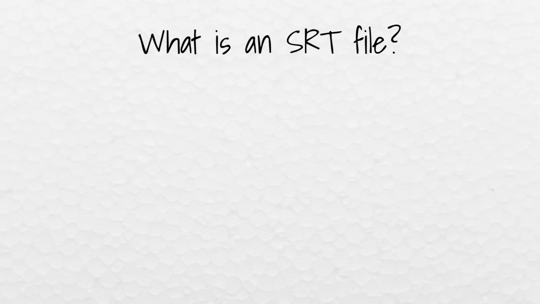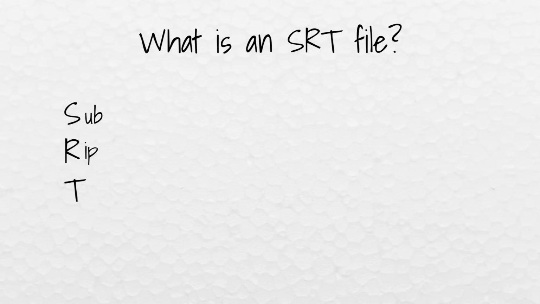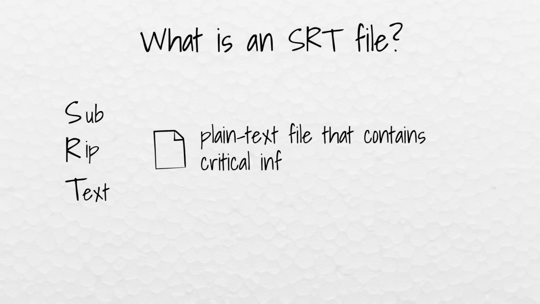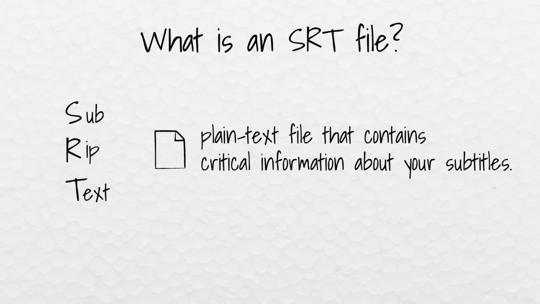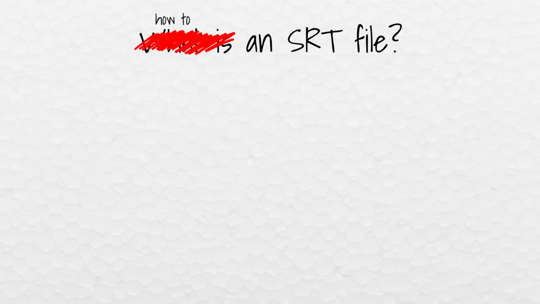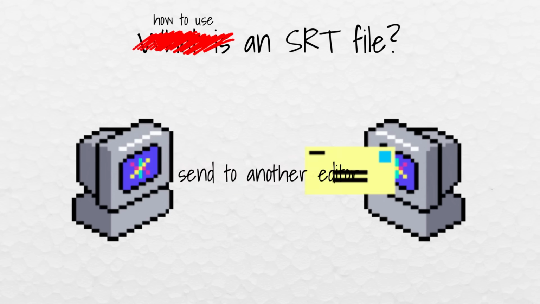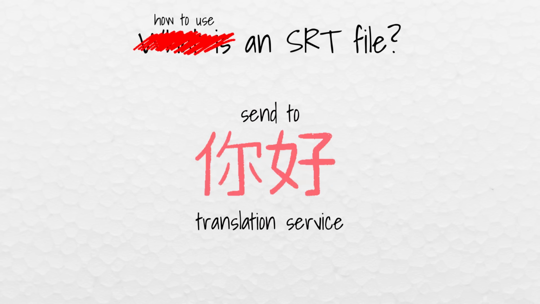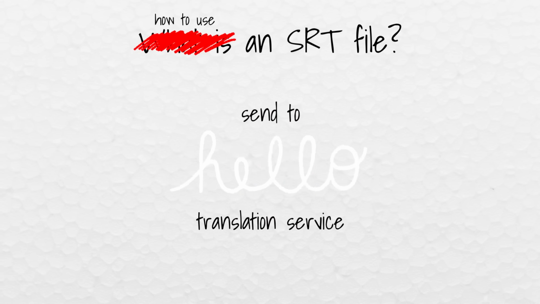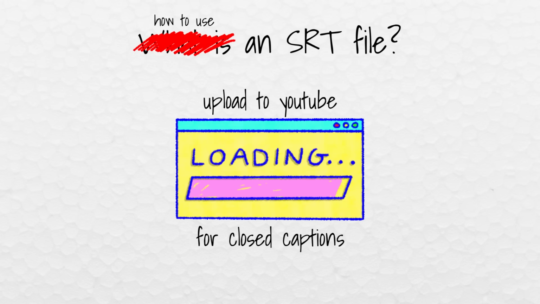So what even is an SRT file? The acronym SRT stands for subrip text, and the file itself is a plain text file that contains critical information about your subtitles. This file can be used in a number of helpful ways, like sending to another editor to easily add captions to their video, sending to a translation service to have the video translated to another language, or uploading to YouTube so that your video has picture-perfect closed captions.